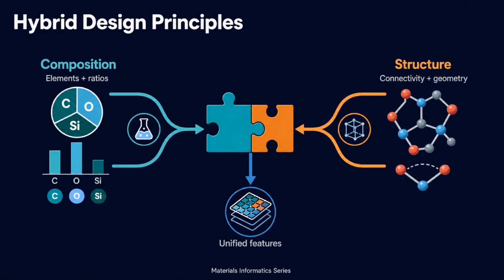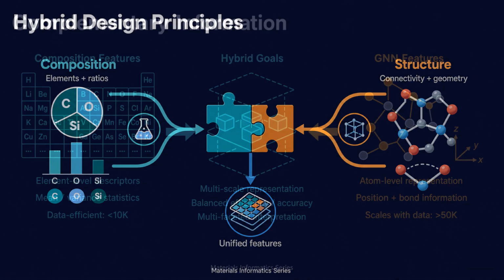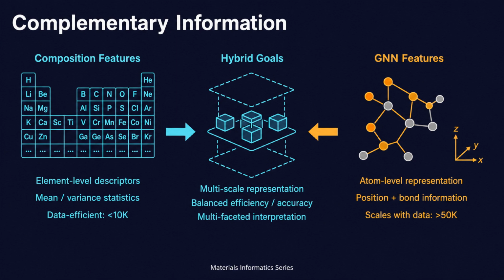Let's start with the fundamental design principles of hybrid features. The core idea is to effectively integrate features obtained from different information sources. Composition-based and GNN features contain complementary information. Composition features operate at the element level with statistics like mean and variance, while GNN features work at the atom level with position and bond information.